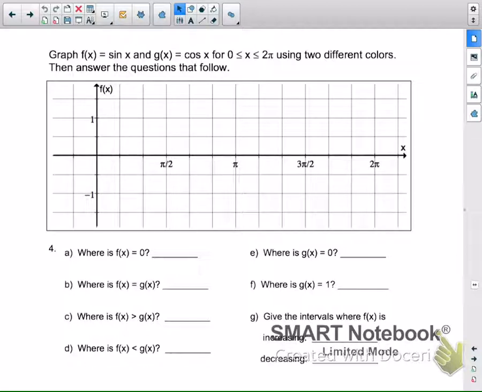Notice it says using 2 different colors. It's in there because it makes your questions a whole lot easier if you do that. And you can recognize which one is which, because they're going to intersect each other and they're going to look a whole lot like each other in that section. So you just want to answer some of these basic questions about where one function is higher than the other, where they're equal to each other, and so on, using your sine and cosine graphs.